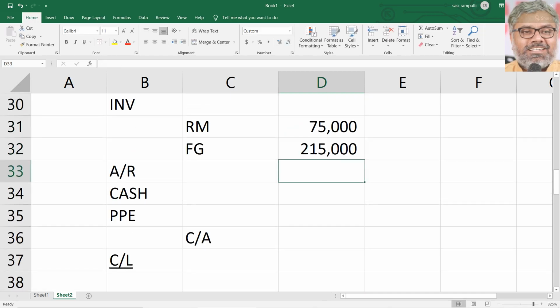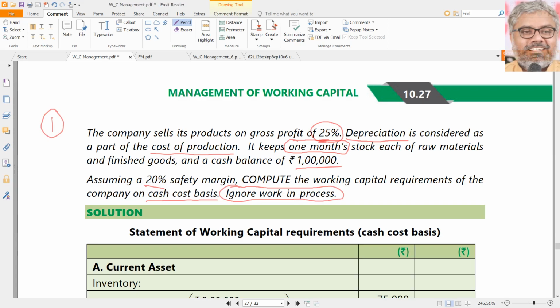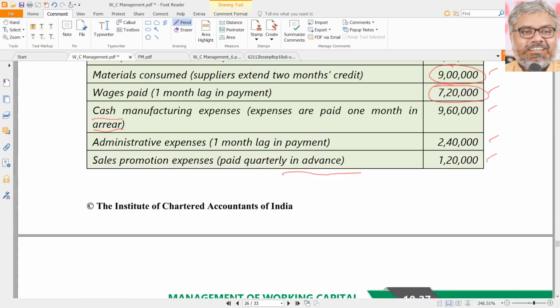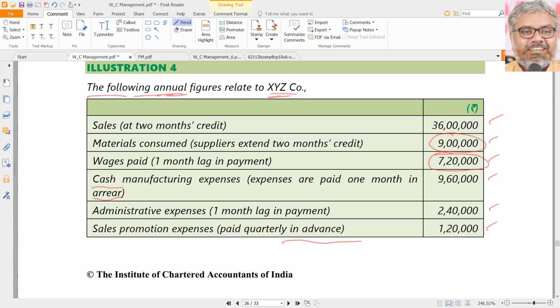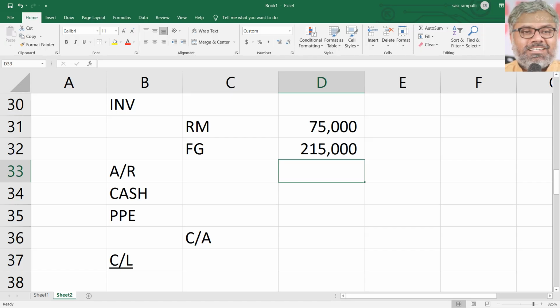That is finished goods. Then accounts receivables. First we need to know the number of months. What is the number of months for debtors given? Here it is given in the bracket: 2 months credit. But do we take it on sales? No. Cash cost we will take. So for accounts receivable, we should take cash cost of sales.